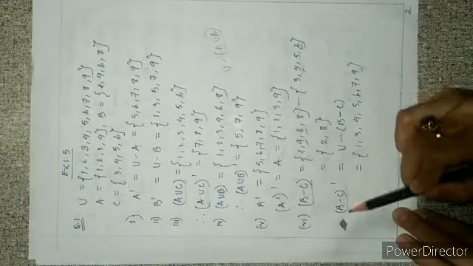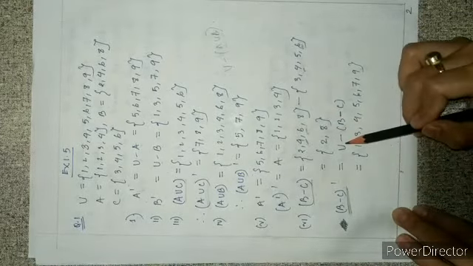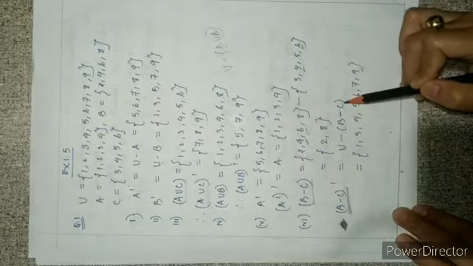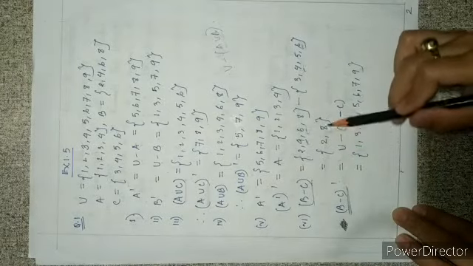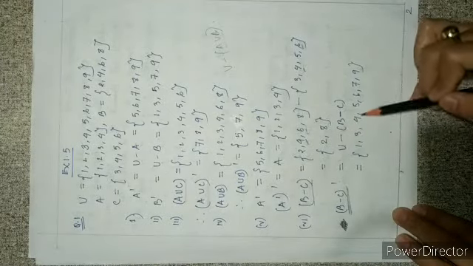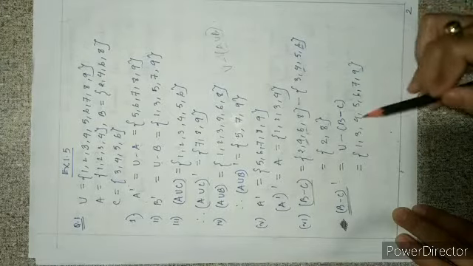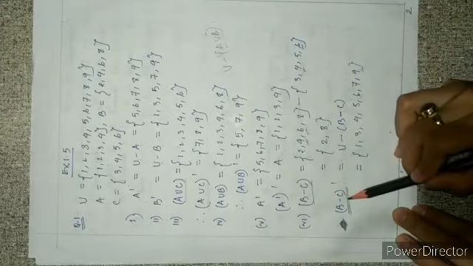And find the complement of this expression. It will be U minus B minus C, which is equal to U with 2 and 8 removed, that is 1, 3, 4, 5, 6, 7, and 9. And this is the complement of B minus C.